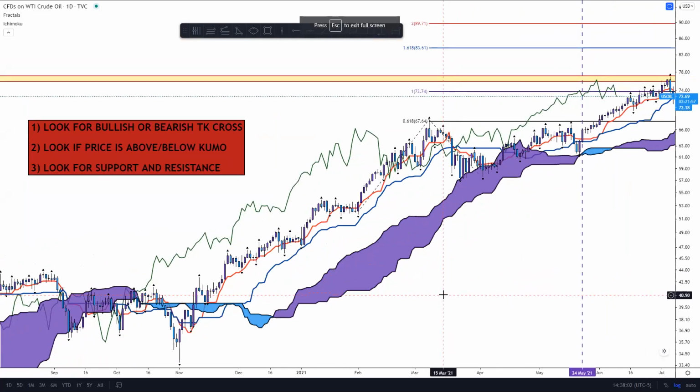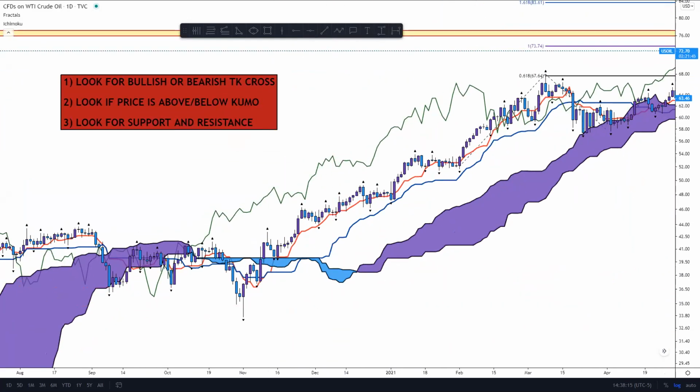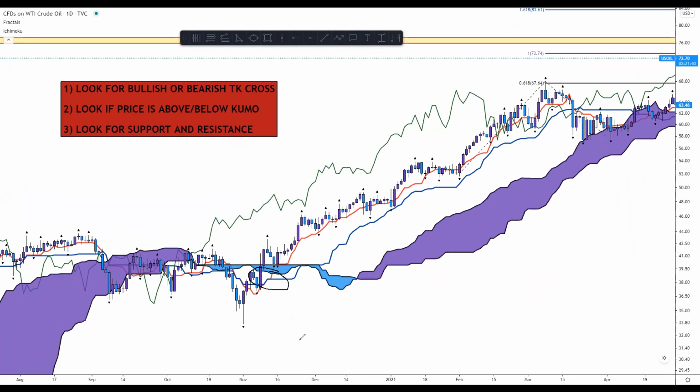So when we look for price action trades with Ichimoku, the first thing that you want to look for is a bullish or bearish TK crossover. For instance, we're going to focus on this area first. So we have a bullish TK crossover right here. The next thing you're going to look for is if price is above or below the Kumo.